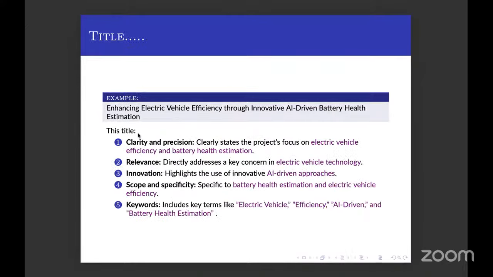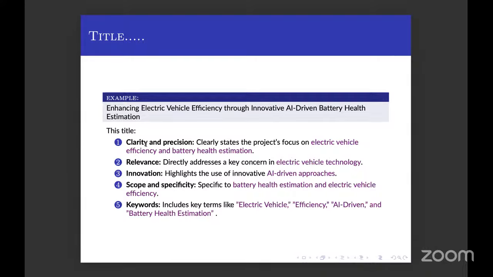Enhancing electric vehicle efficiency through innovative AI-driven battery health estimation. Now if you count the words, 1, 2, 3, 4, 5, 6, 7, 8, 9, 10, 11, only 11 words are there in this title. So I think we are fitting into 10 to 15. What I'm doing is enhancing electric vehicle efficiency, increasing the efficiency of the electric vehicle. I'm using innovative AI-driven battery health estimation. So I'm estimating the battery health, and by estimating it, I'm using the battery for better efficiency.